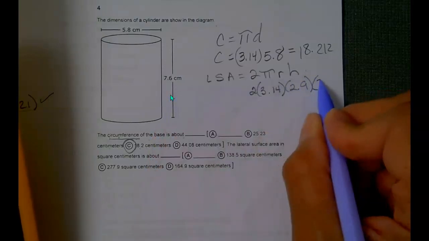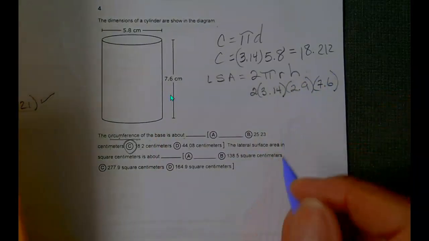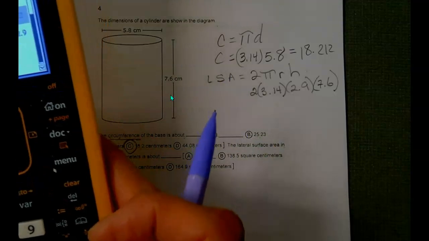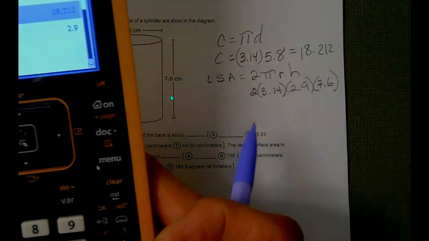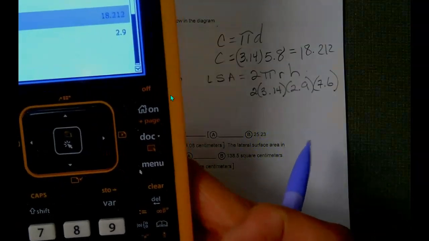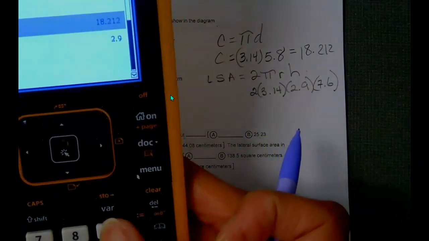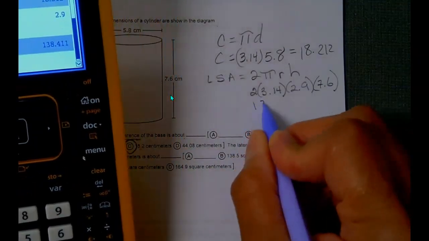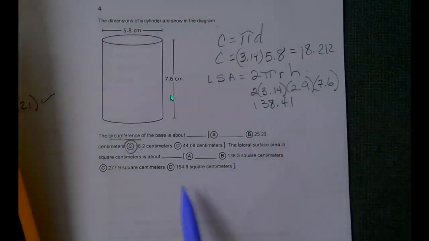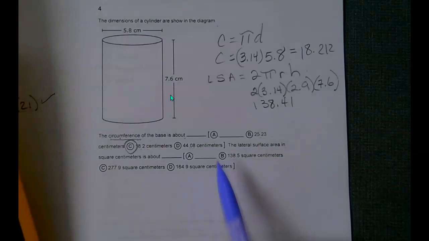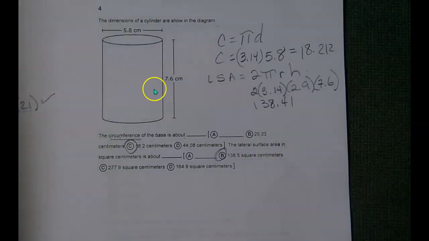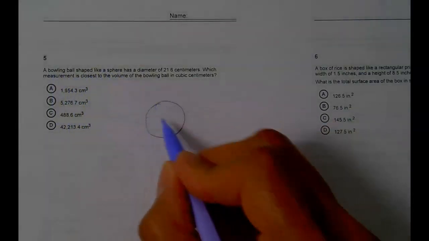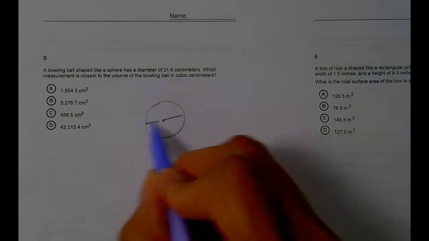And then the height is 7.6. So now let's see what we can calculate with this: 2 times 3.14 times 2.9 times 7.6. That's 138 point. Okay, so let's see. Here we go. Our answer was B for that one. These are pretty easy. All right, so a bowling ball shaped like a sphere has a diameter. That means all the way across.